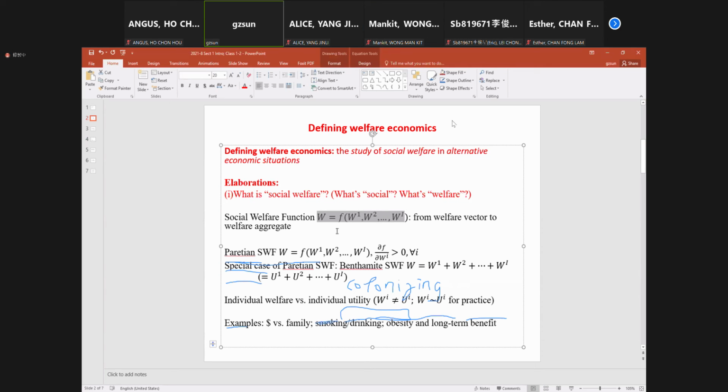And where does social welfare come from? It comes from you and me. It comes from each individual. So therefore, the starting point is individual welfare. And where does the individual welfare come from?